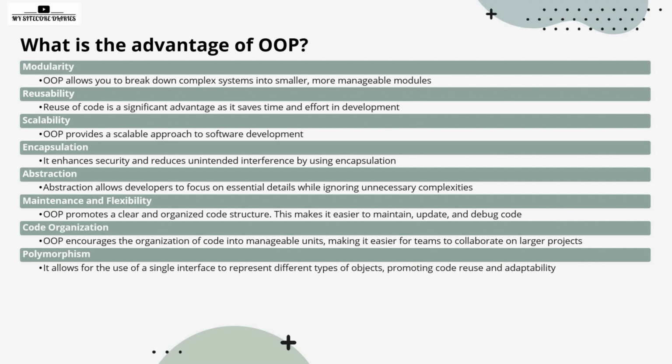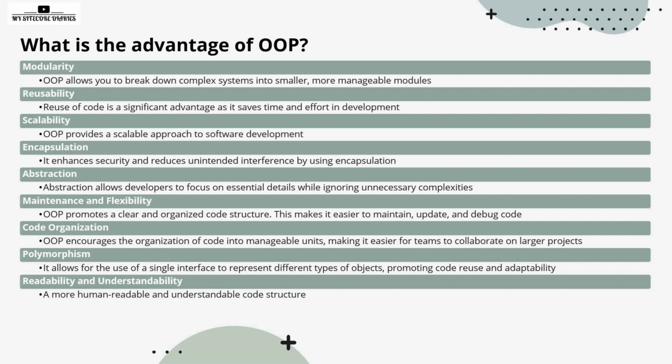Polymorphism, we will have a separate complete video on polymorphism. It allows the use of a single interface to represent different types of objects, promoting code reuse and adaptability. One code can be used in multiple ways, so that is polymorphism.